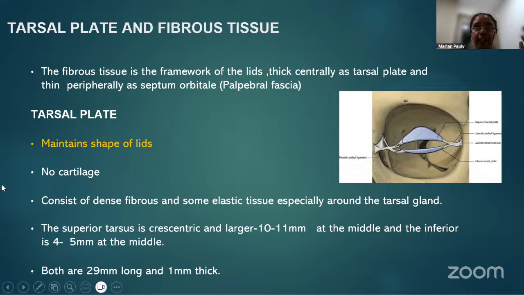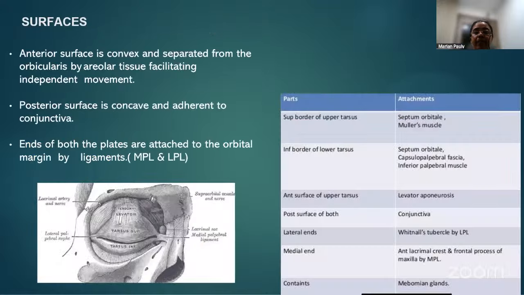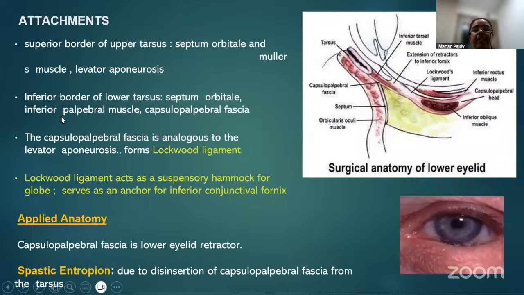So we have seen the levator aponeurosis is around 30 millimeter long. So as is the length of tarsal plate, around 29 millimeter long. The thickness comes to around 1 millimeter. Now coming to describing the surfaces of the tarsus, anterior surface is convex and separated from orbicularis by loose areolar tissue, facilitating independent movement. Posterior surface is concave and adherent to conjunctiva. Ends of both the plates are attached to the orbital margin by medial palpebral ligament medially and lateral palpebral ligament laterally. Attachments we have already seen.